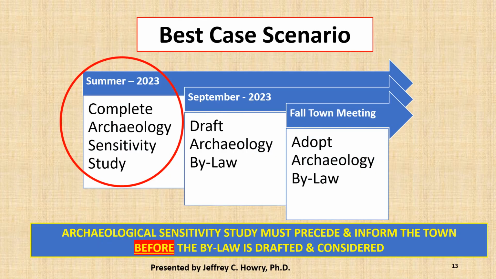Let me summarize with a best case scenario. If an archaeological sensitivity study is approved, it can be completed this summer, and a draft bylaw can be completed in September in time for fall town meeting to discuss and adopt this bylaw. This will assure the preservation of some of our critical historic and prehistoric resources.